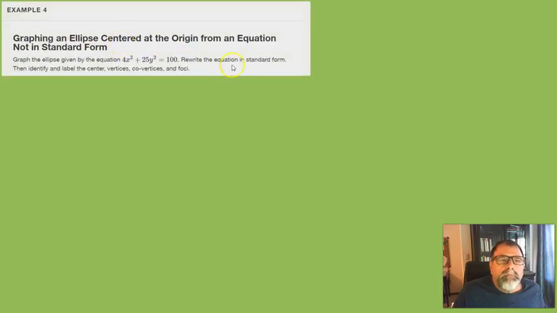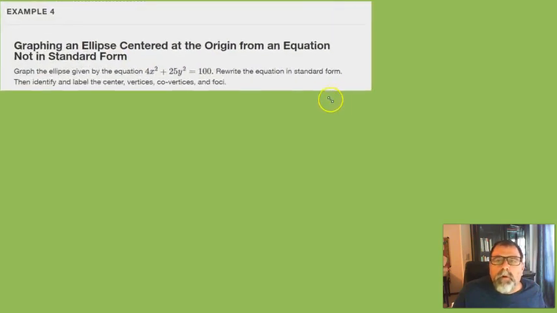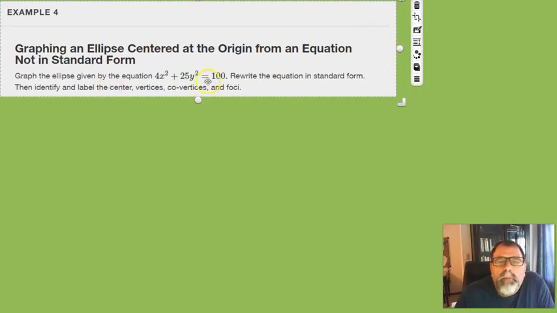All right, let's try example 4. Graph an ellipse given by the equation 4x squared plus 25y squared equals 100. So your first step, you're going to rewrite in the standard form. So remember, standard form has to be equal to 1. So we're going to divide everything by this number 100 and reduce it.